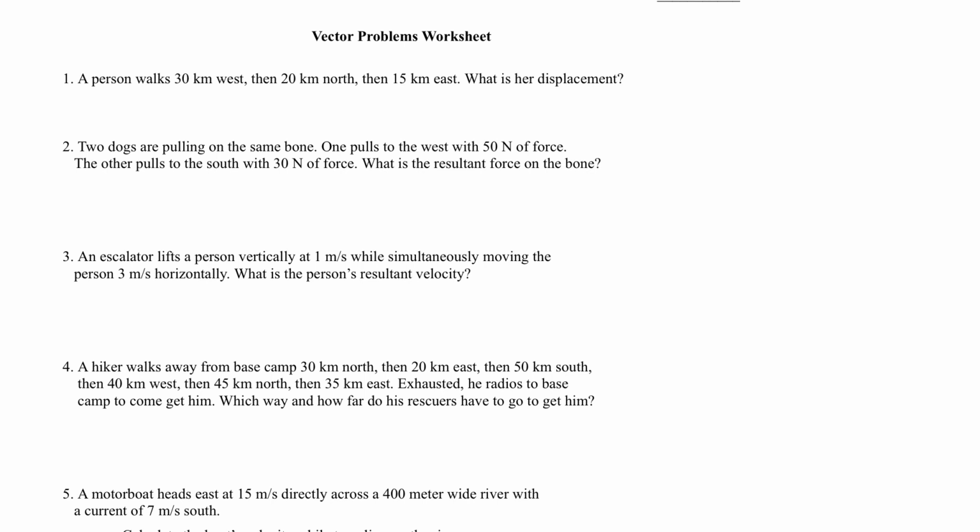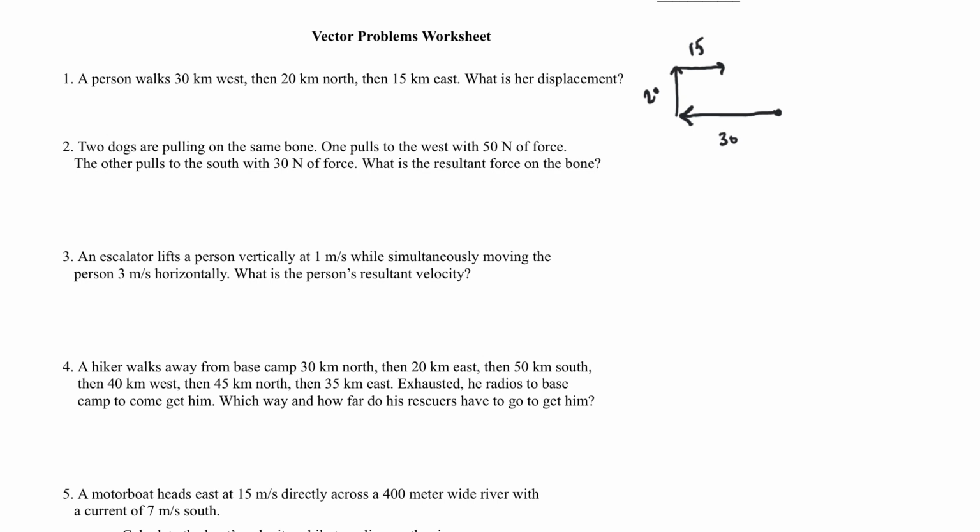So we're going to start out, and it's talking about a person walking a certain direction. I just need a starting point. So on your graph paper, pick a spot, and we're going to go 30 kilometers west. So that's 30 this way. Then it says 20 kilometers north. I'm going to go up 20. And then it says going back 15 kilometers east. Now these are all approximate directions. If you're on graph paper, you can get those exact.